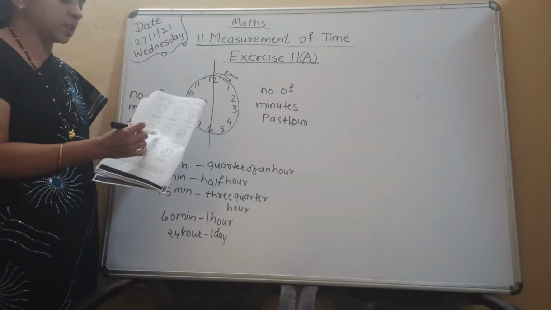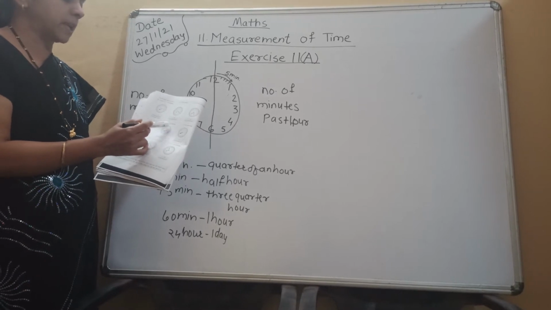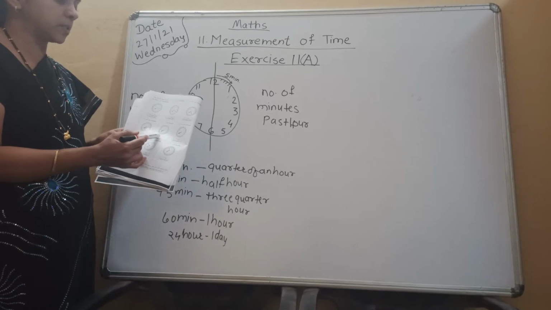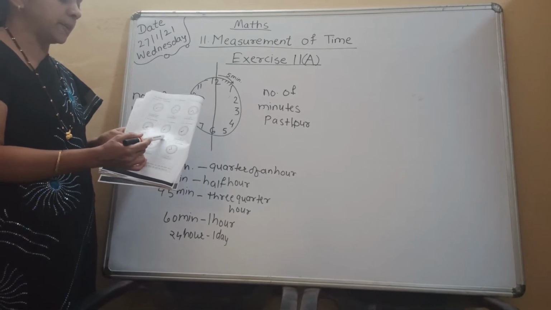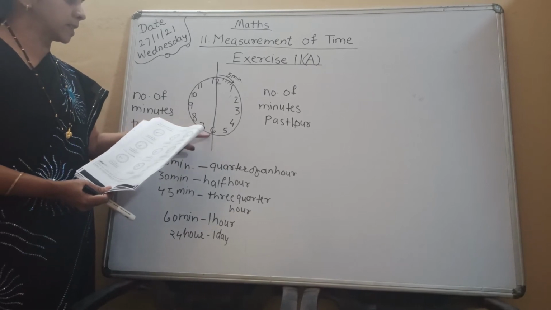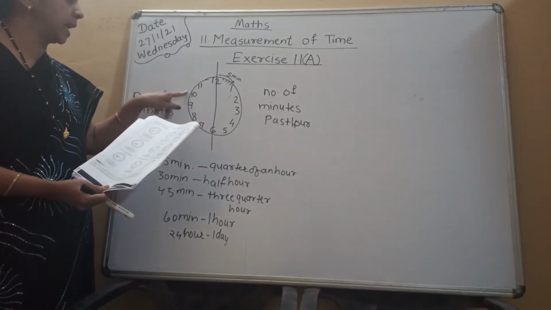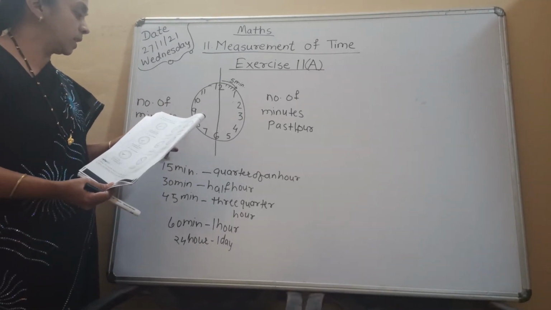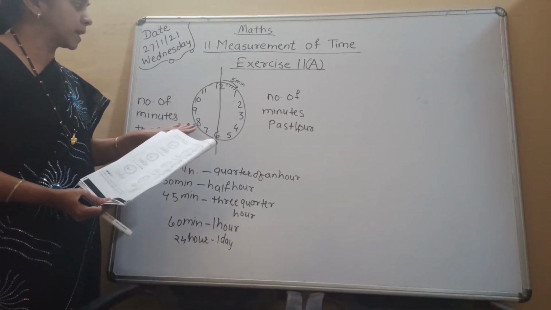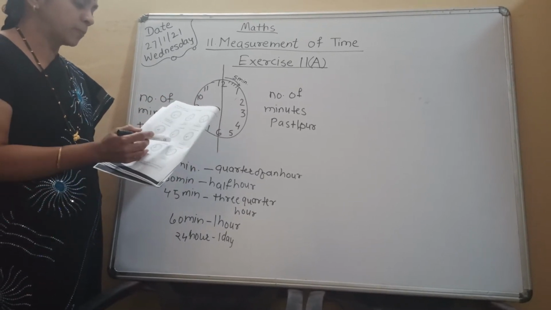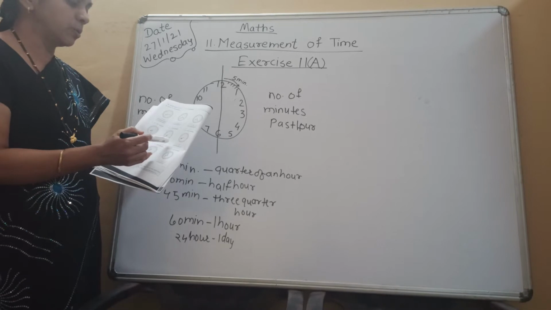Now see the next picture. 5 multiplied by 7 equals 35 minutes. So what time is it? 7:35. 25 minutes to 8. I just told you, after this 6, 7, 8, 9, 10, 11, what do they denote? They tell us how many minutes are remaining to the next number. So 25 minutes to 8.